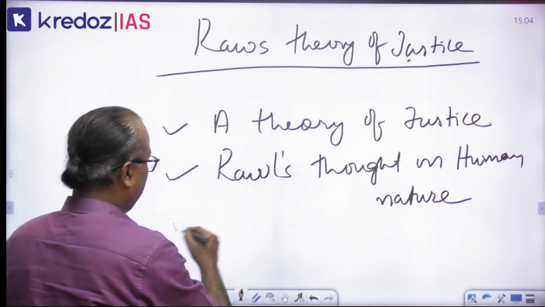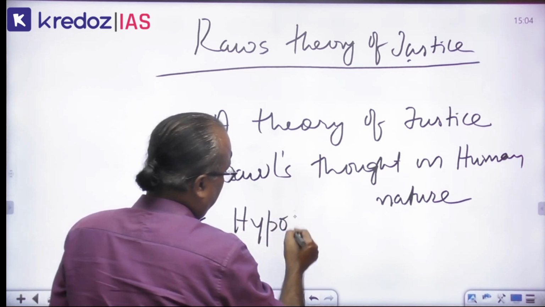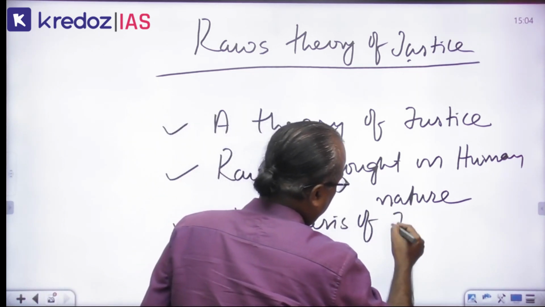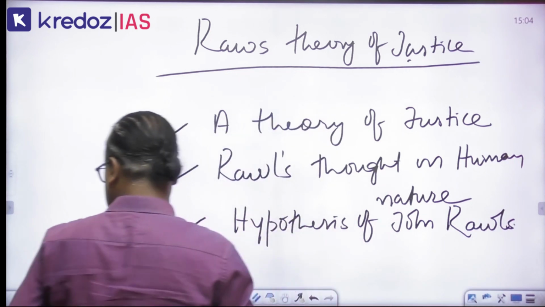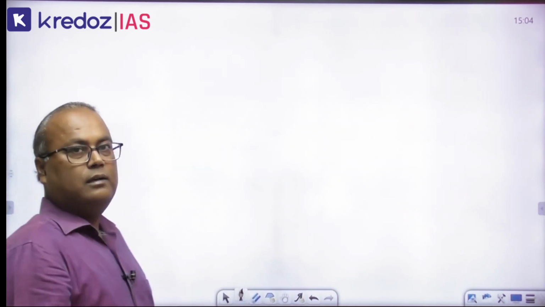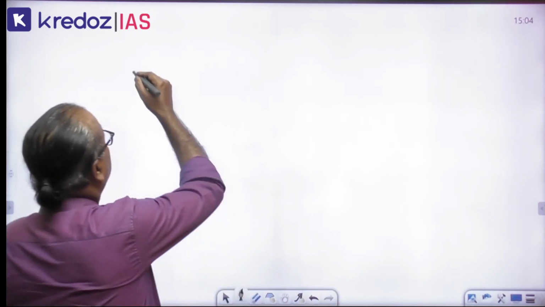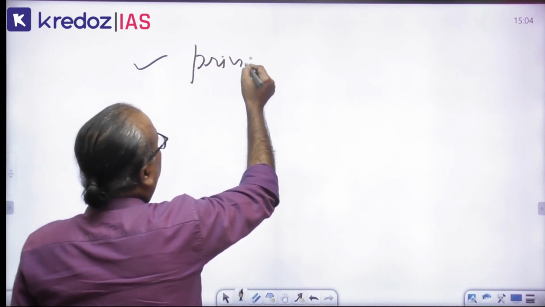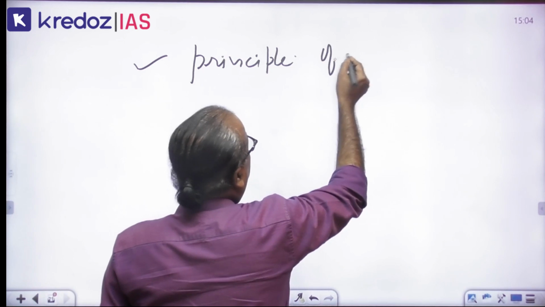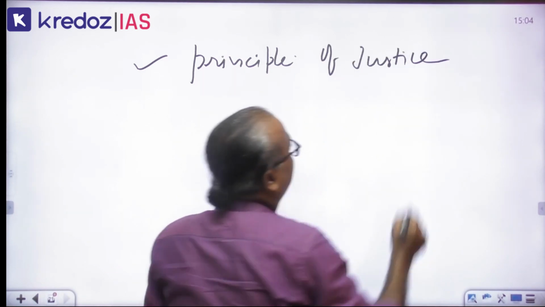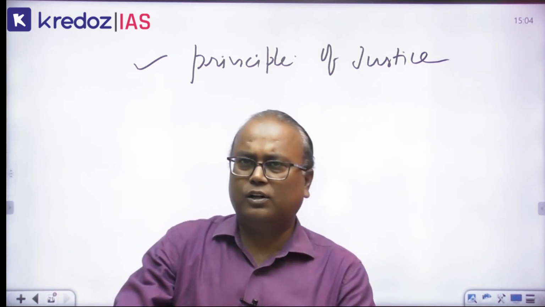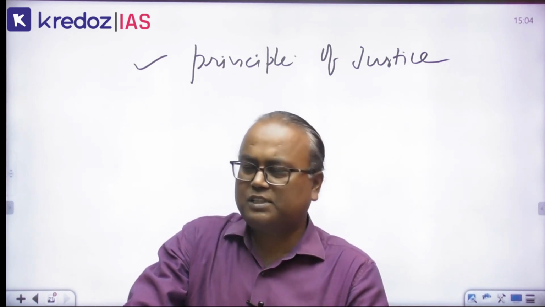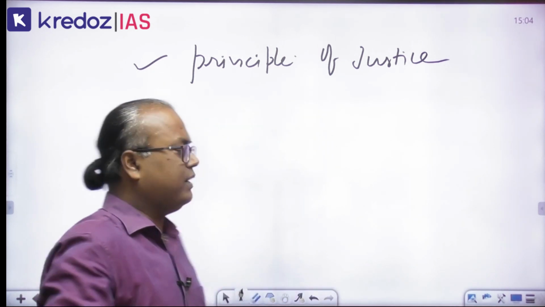Okay, so the hypothesis of John Rawls. Okay, then what was the principle of justice? What was the principle of justice propounded by John Rawls? So as far as John Rawls is concerned, Rawls theory of justice, you have to understand what is procedural justice and what is substantive justice.